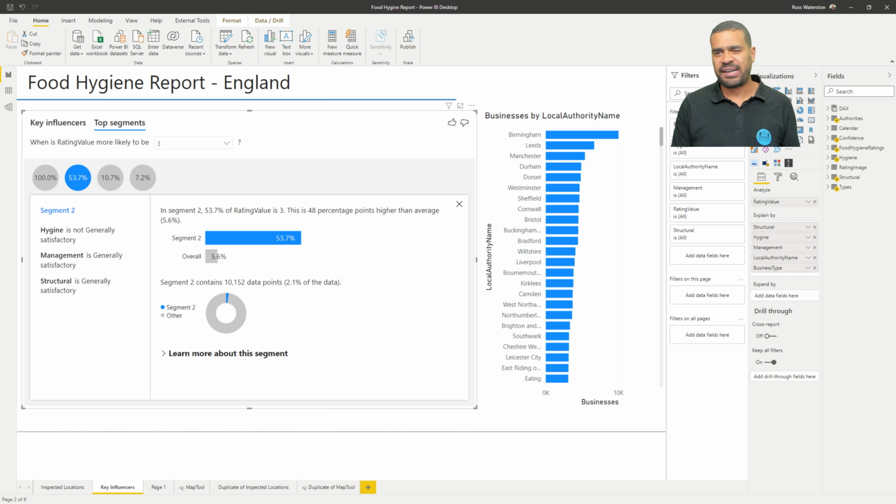You can also look at segments by it. So if we look at segments, so what's this? This is a big segment with 10.7% chance of it. 10.7% of the rating values are 3, 5 percentage points, yeah? So where the management is generally satisfactory and structure is not generally satisfactory. So there's potentially something there, that management being satisfactory, but structure can become more of an issue, that there could be issues with the structure.